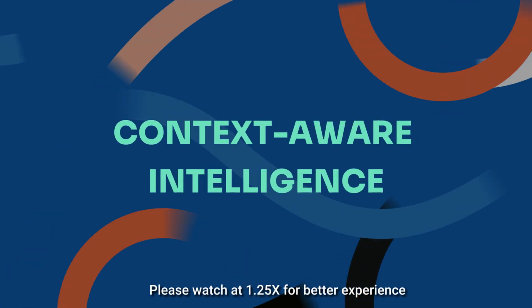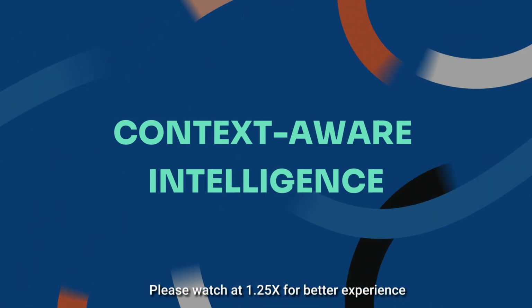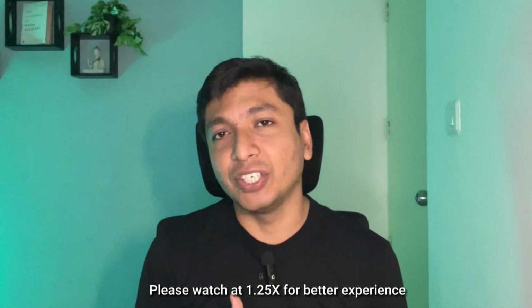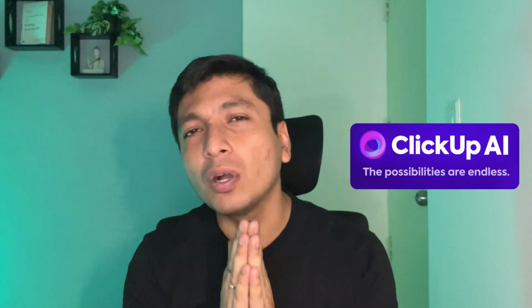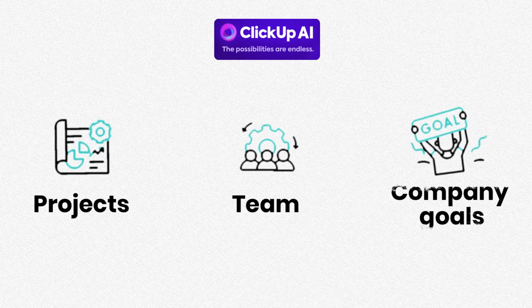Number 5, context aware intelligence. But here is the real magic. This AI knows your work context. It understands your projects, your team, your company goals. So every piece of content is relevant and actionable because it knows what you are actually working on.